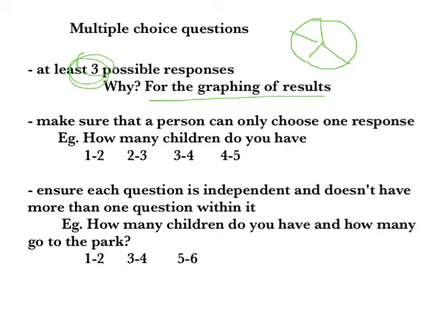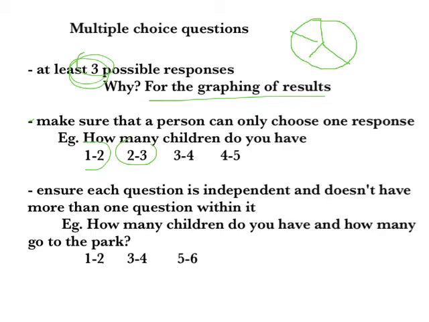The other thing you've got to make sure of when you're doing multiple choice questions is that the respondent can actually only choose one response. Too often I've seen students write a survey where a respondent is confused as to which they've got to choose. For example, how many children do you have? They can be left going, well, if I've only got 2, do I choose this one or this one? So you've got to look at your survey and make sure that there's only one possible option.